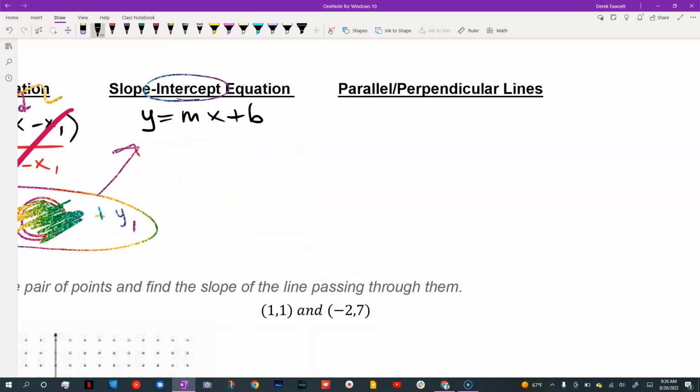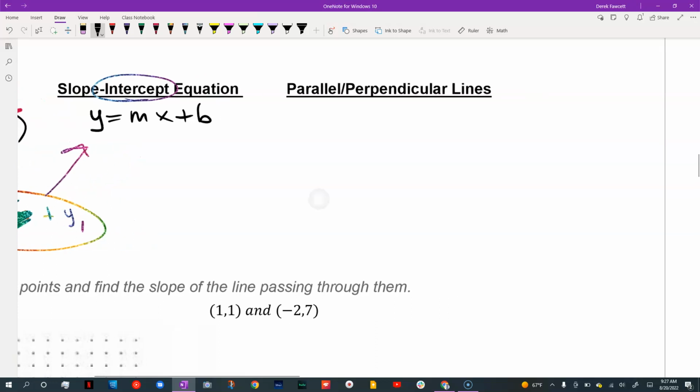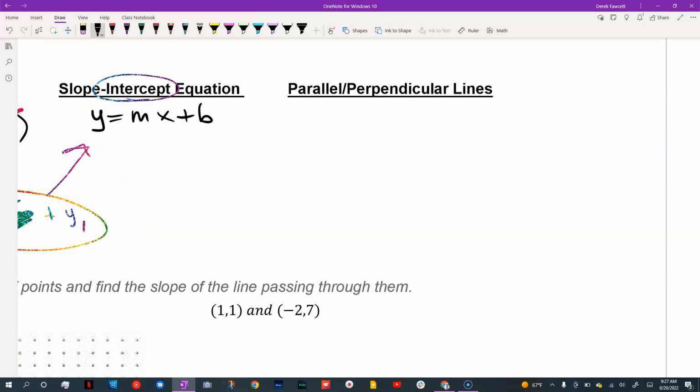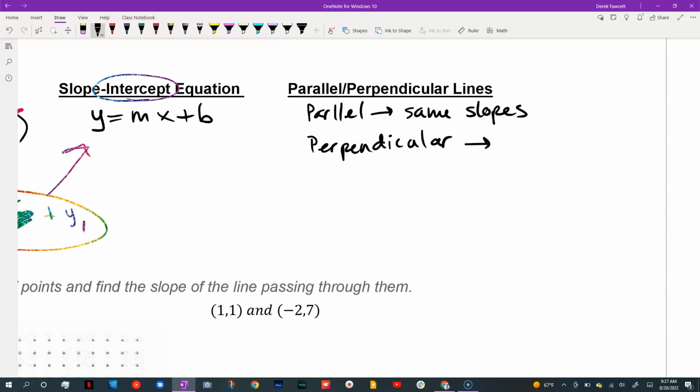Now, with parallel and perpendicular lines, just remember that parallel lines have the same slopes. The slopes are equal. Perpendicular is a little more to understand. If the lines are perpendicular, we would say that their slopes are opposite reciprocals.